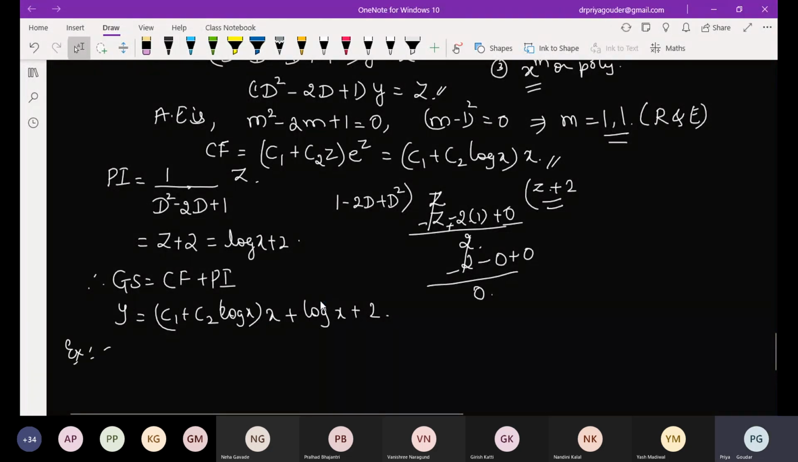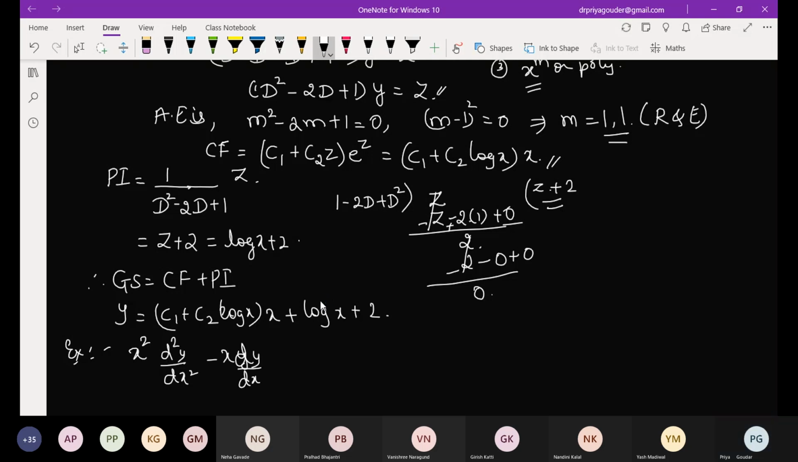Let me take the next example. X square d square y by dx square minus x dy by dx plus 2y is equal to sine of log x.